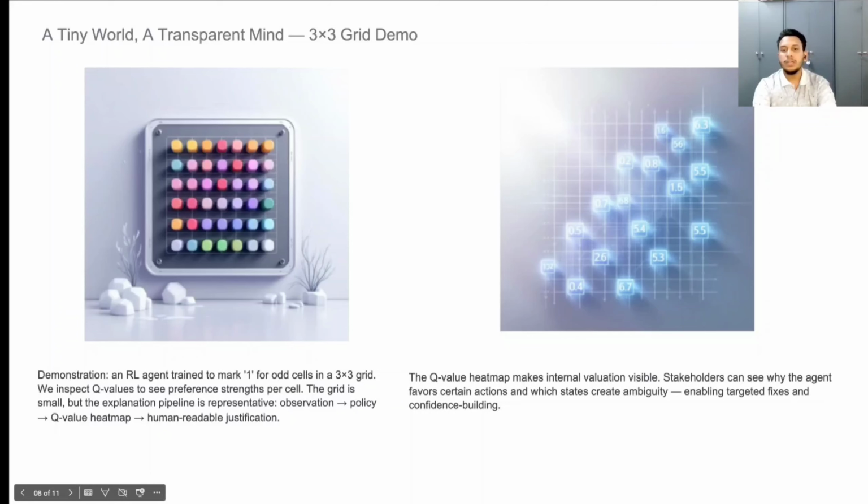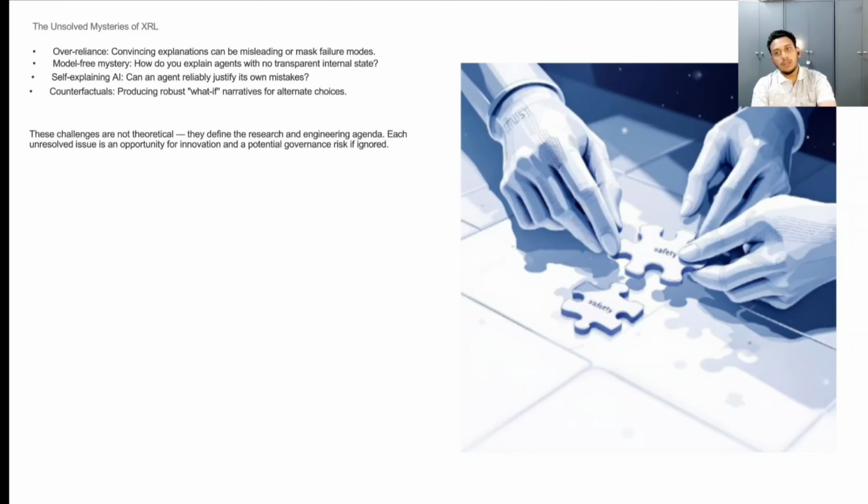Now we can move ahead to the challenges. So these are the challenges and unresolved mysteries. Despite progress, XRL still faces challenges. Over-reliance: explanations may look convincing but be misleading. Model-free systems: hard to interpret internal logic. Self-explaining AI: can AI truly explain itself reliably? Counterfactuals: explaining what-if scenarios is still difficult. These are active research areas.